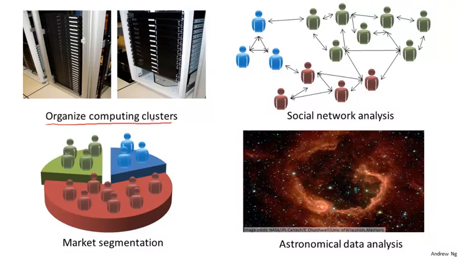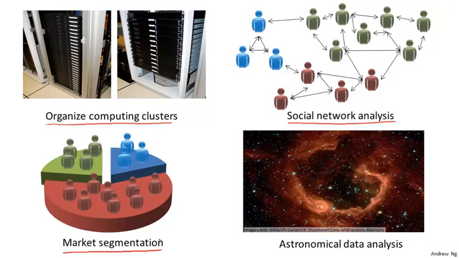Here's the second application, social network analysis. So given knowledge about which friends you email the most, or given your Facebook friends or your Google Plus circles, can we automatically identify which are cohesive groups of friends, so which are groups of people that all know each other? Market segmentation. Many companies have huge databases of customer information.